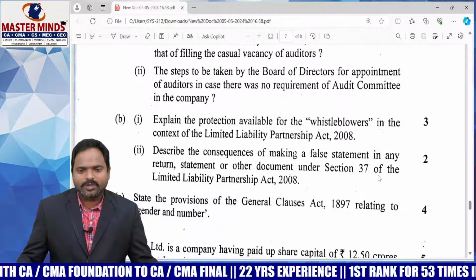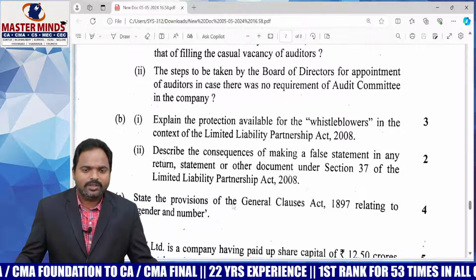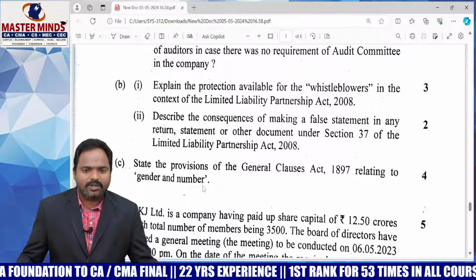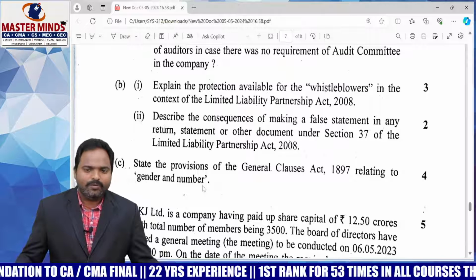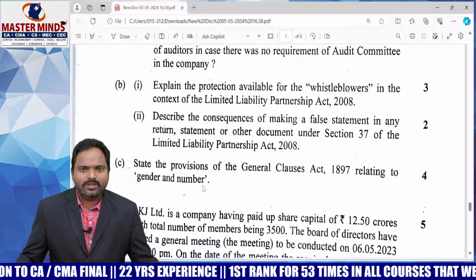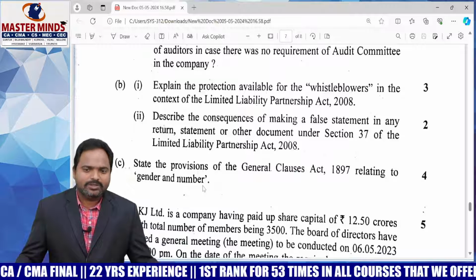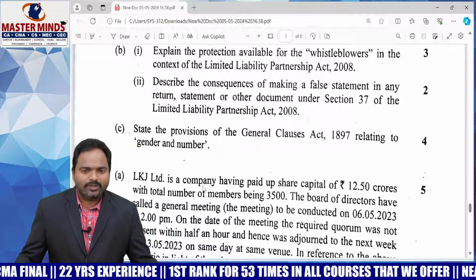Describe the consequences of making a false statement in any written statement or other document under section 37 of the LLP Act. So, if you are providing any false information to the ROC, then what is the consequence? One separate question is there in our material. From that they are asking 2 marks, 5 marks.